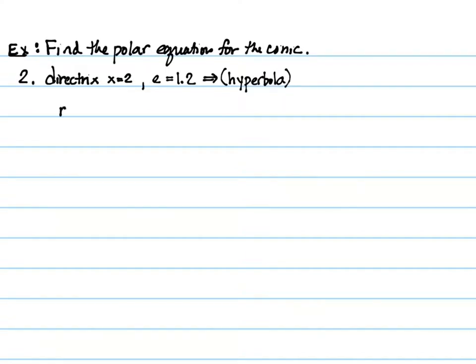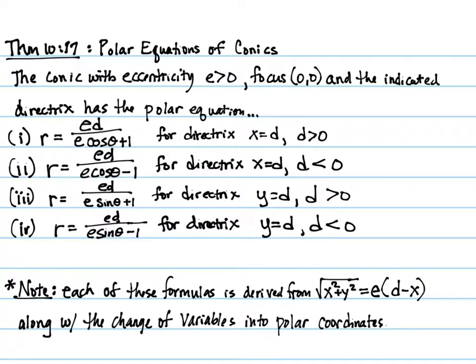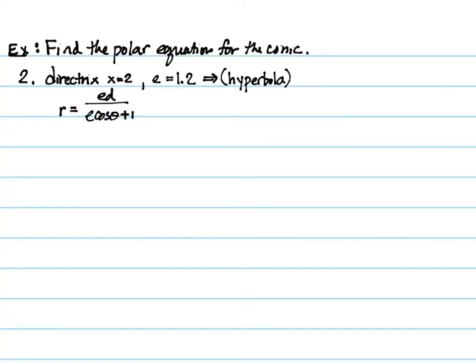And our equation that we're going to create is r equals ed over e cosine theta. Now my d value is an x equals equation, and it's positive. So if you look at the options over here, x equals means you're in case either 1 or 2. And the fact that d is positive means we're in case 1. So it's e cosine theta plus 1 as our denominator. All right, so e is the 1.2, and the d right here is the 2 that's being given.